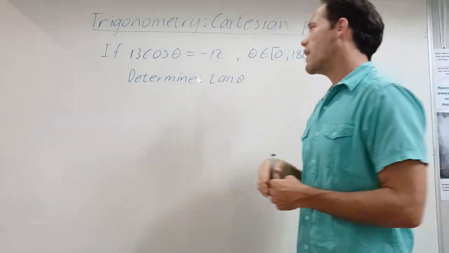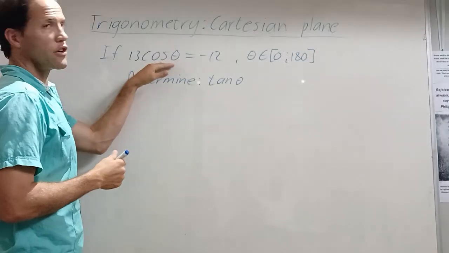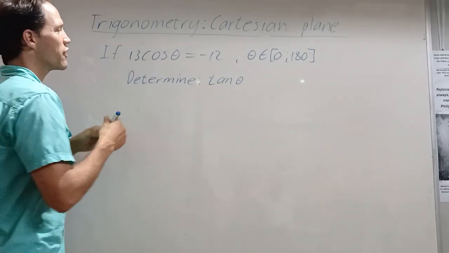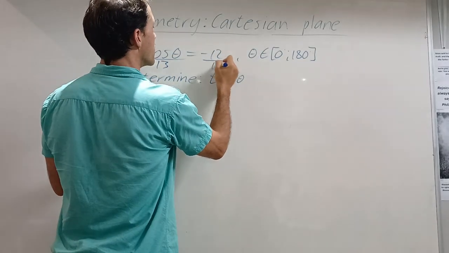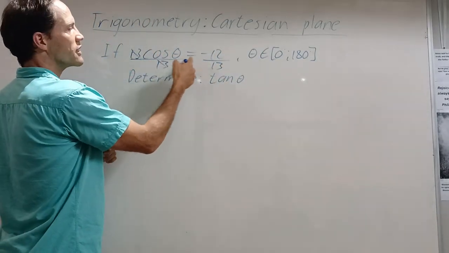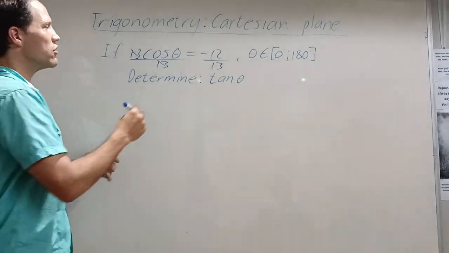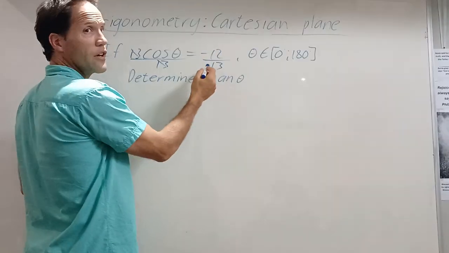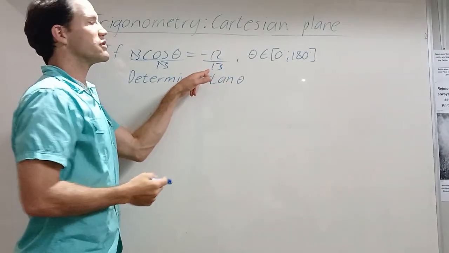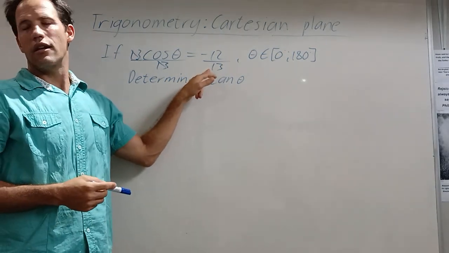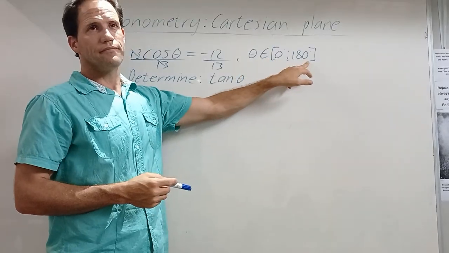Now, the first thing you're going to do when you see all of this information is try to get cos theta alone. So you can divide both sides by 13 and see what happens. Cos theta is negative 12 over 13. Now, if cos theta is negative 12 over 13, you know the adjacent side is negative 12 and the hypotenuse is 13. Now the second thing you look at is theta is an element of 0 to 180.